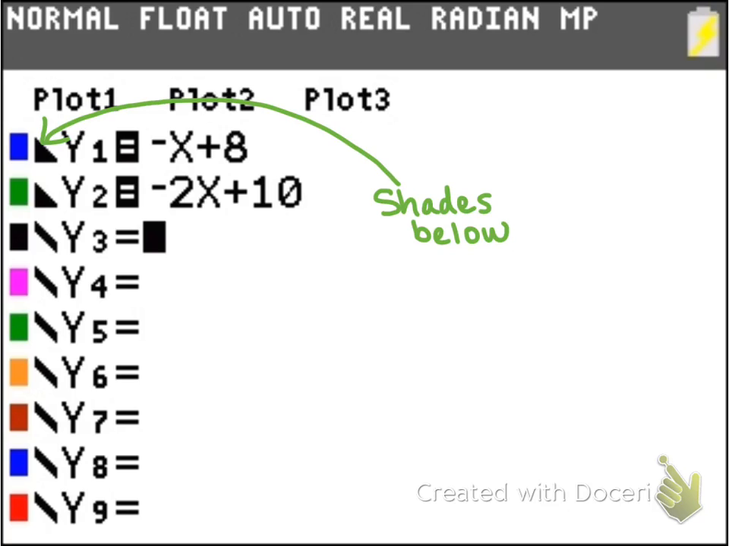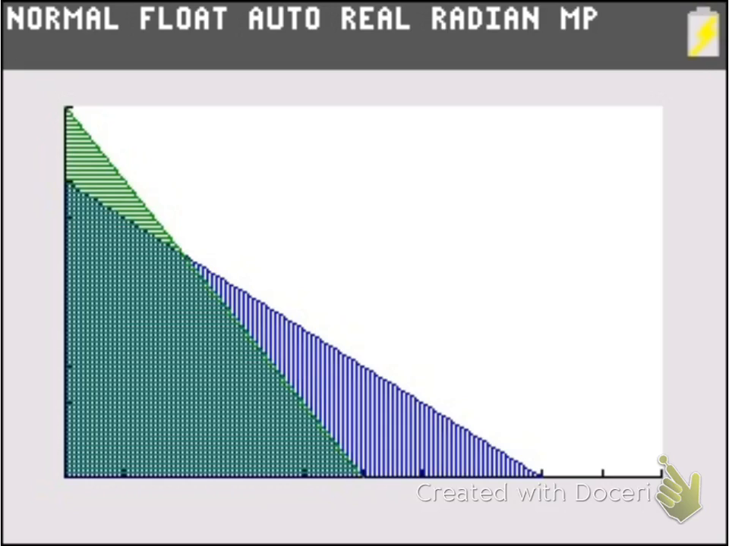Okay, so if you go set your window, we don't want our x's to be negative. So you can make your x's go from 0 to positive 10, and then you jump down to your y's and make them go from 0 to positive 10 also. Okay, so when I hit graph, this is what mine looks like. And it may take a minute for yours to show up everything.